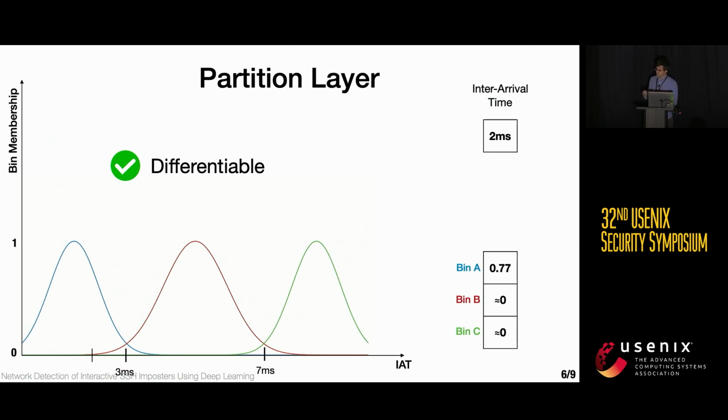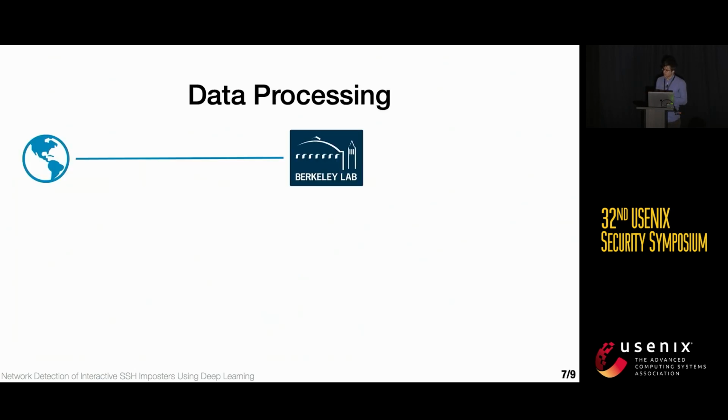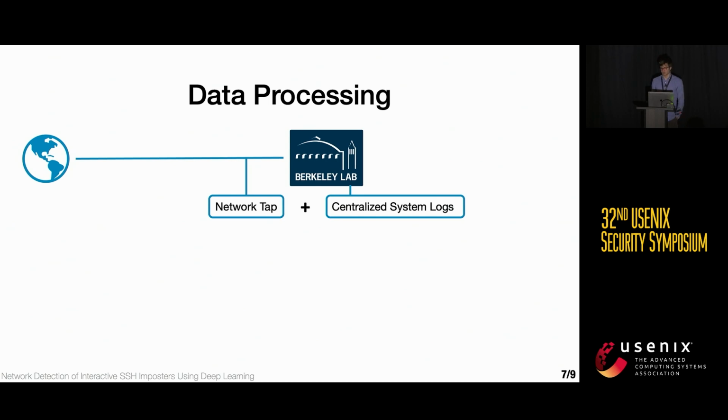So now that I gave some insight on this specific technique that we thought was interesting and that could apply to other sequence problems, we're going to look at our specific problem and how we process our data to get to our results. And we were very lucky to have a unique data set. We worked with Lawrence Berkeley National Labs and got access to a network tap here between the lab and the world, so we could see any connections from any users in the world SSHing into LBL. Plus, we got access to their centralized system logs.